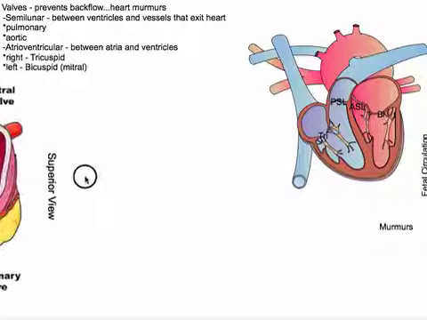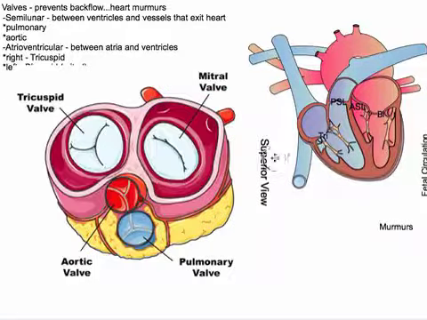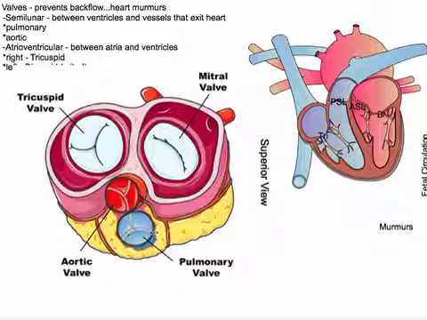If I want to look at why they are named tricuspid, bicuspid, and semilunar, here's your pulmonary. You'll always find this in the front of the heart ahead of the aorta. So here's the pulmonary semilunar valve, aortic semilunar valve. Here's the tricuspid because it has 3 flaps, and the bicuspid because it has 2 flaps.